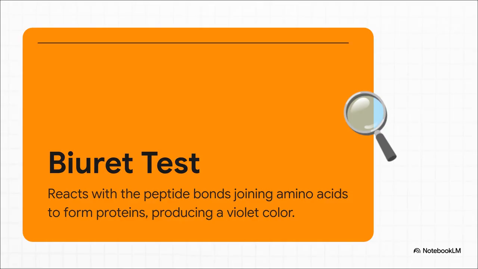Now, for protein, we're going to use the Benedict test. And here's a really important distinction to make. This test does not detect individual amino acids. It specifically reacts with the peptide bonds between the amino acids. What that means is you need a whole chain of them, a protein, to get a positive result. A single amino acid just floating around won't cut it.